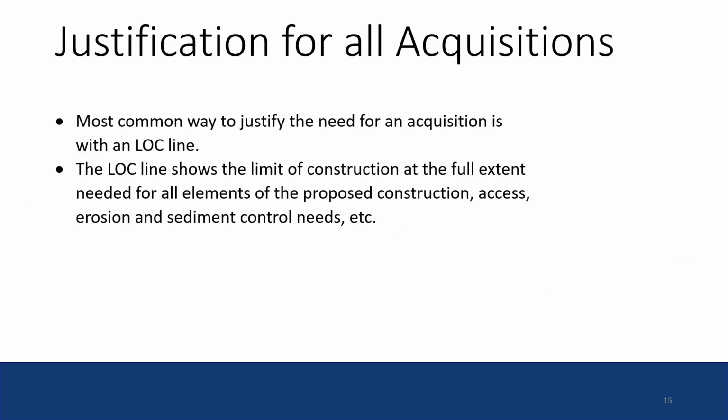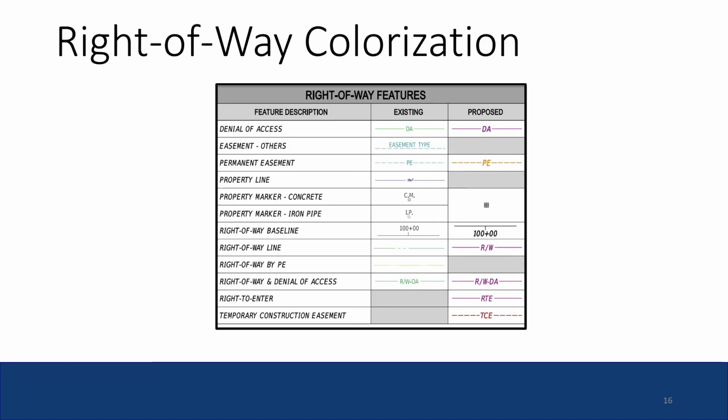The most common way to justify the need for an acquisition is with an LOC line. The LOC line shows the limit of construction at the full extent needed for all elements of the proposed construction, access, erosion and sediment control needs, and other project elements. The right-of-way mosaic and the individual sheets are to be colorized. This aids the acquisitions, relocations, and settlements section in their preparation of the negotiation and acquisition documents for each property.